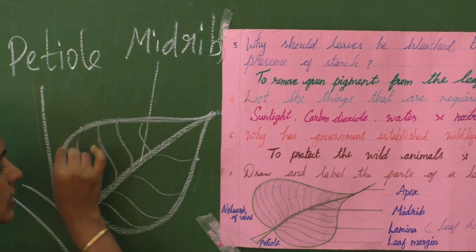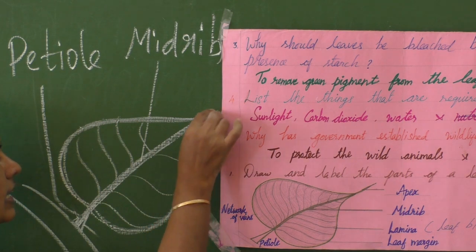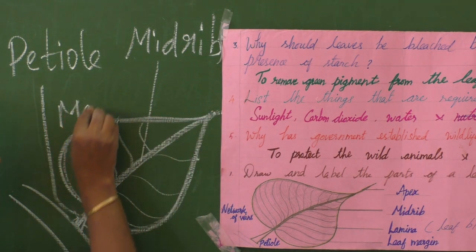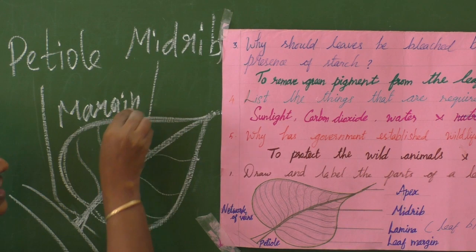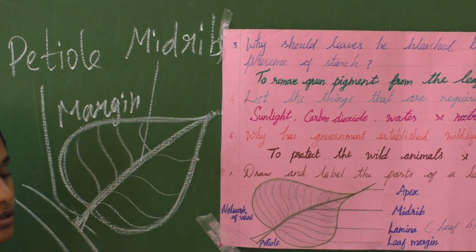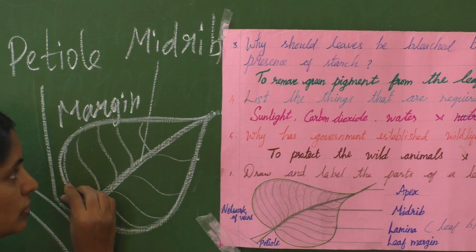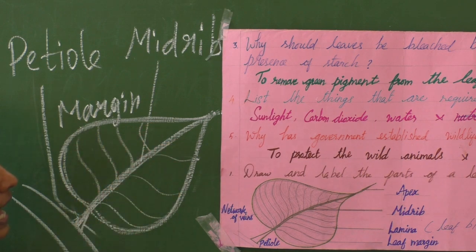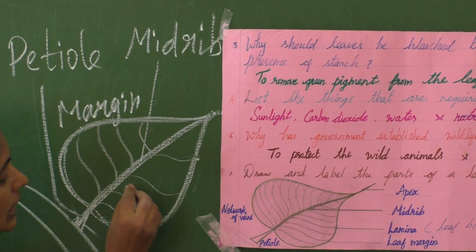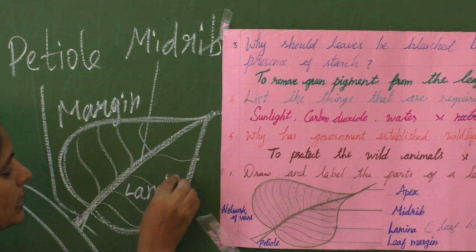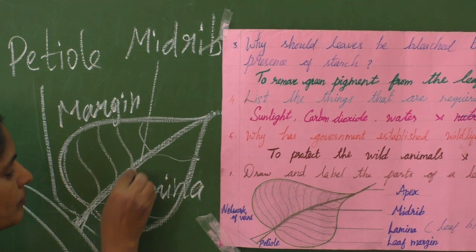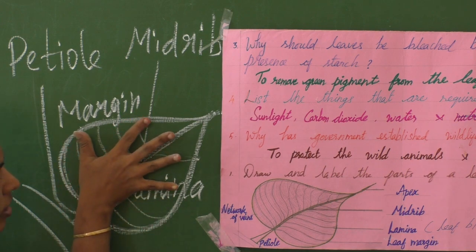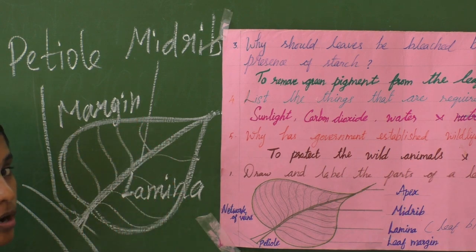The line at the end, this line we call it as leaf margin. Then the full area of the leaf, we call it as lamina, L-A-M-I-N-A, lamina. Full area of the leaf, we call it as lamina.